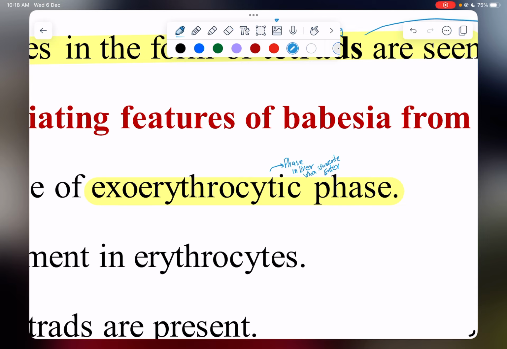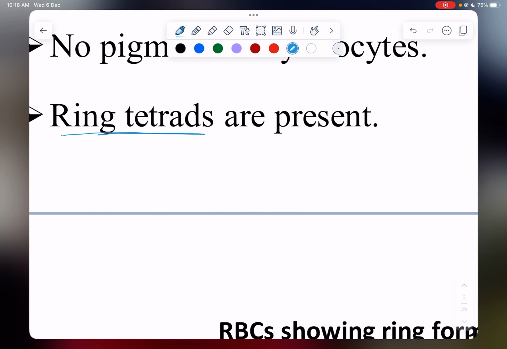And then ring tetrads. Remember, there are no ring tetrads in malaria. The maximum number of ring forms that you can have is usually two. Sometimes three, I don't know, but we have not seen three. And those two ring forms are usually seen in falciparum, because the rings of falciparum are smaller and very delicate, whereas the rings of the others are rough, tough, stronger and bigger.